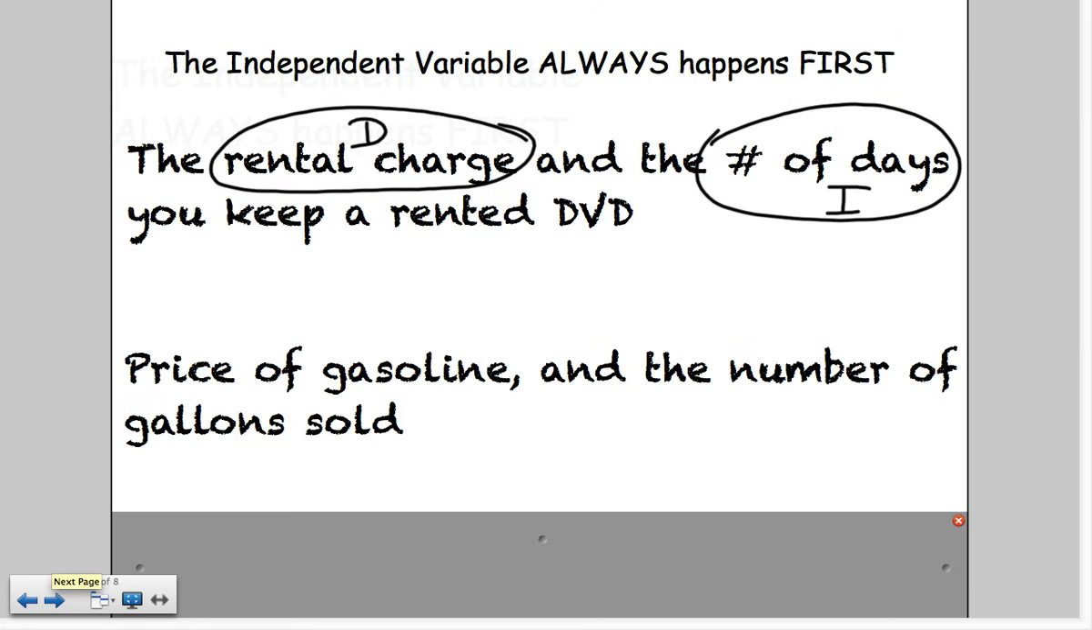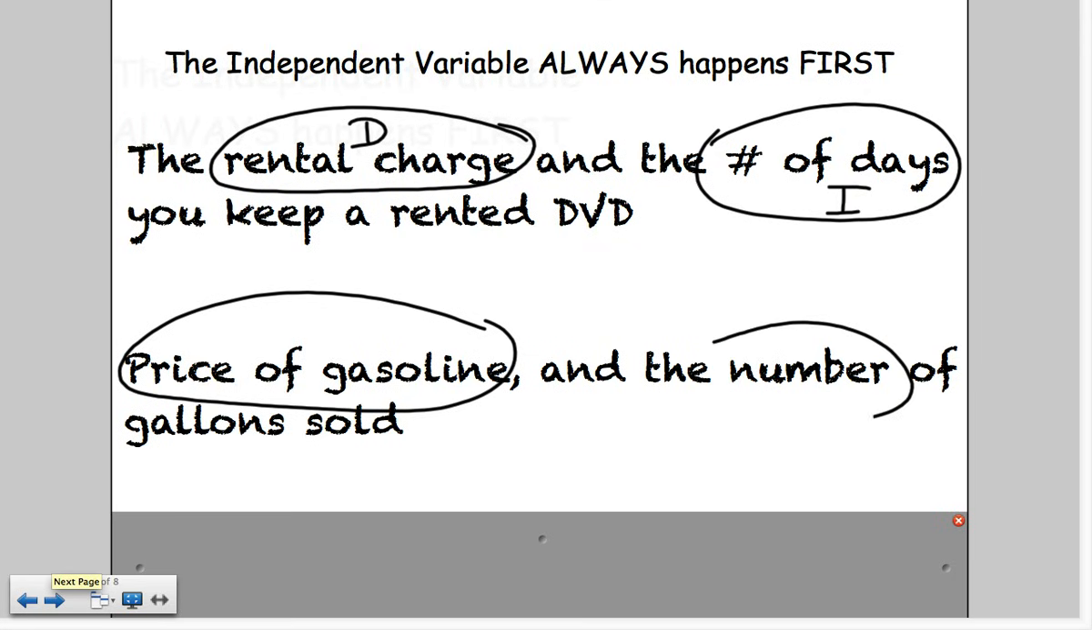All right, price of gasoline and the number of gallons sold. All right, think about it. What has to be happening first in order for change to happen in the other variable? Well, if you don't price gasoline, you're not selling gasoline. So the price of the gasoline is independent. It happens first, and it's what causes the number of gallons sold to actually happen. In this case, the relationship would be the lower the price, the more number of gallons of gasoline sold. The higher the price, the fewer.